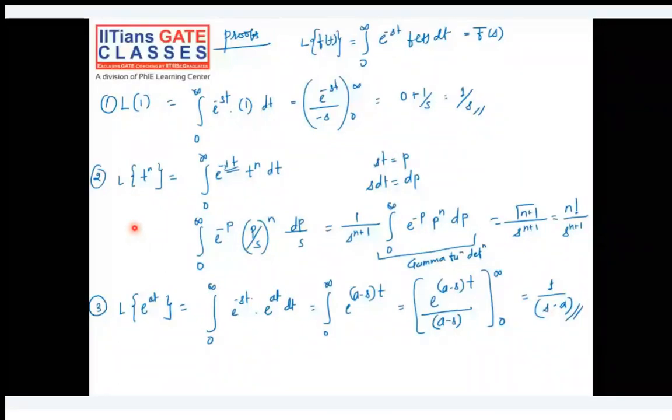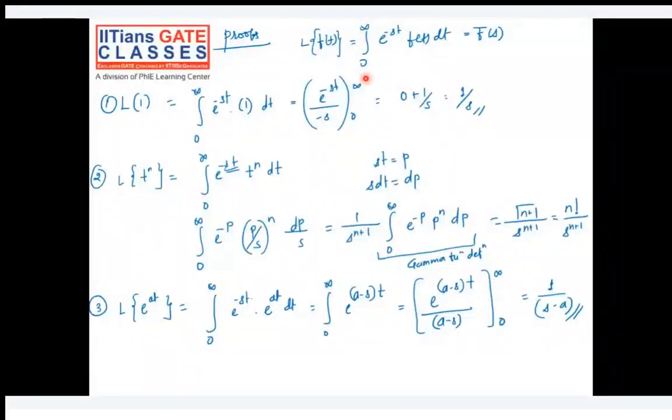But still, if you are not able to find it, or if you forget any Laplace transform, ultimately this is how you can calculate: integration 0 to infinity e to the power minus st a to the power t f of t dt. And again you will do the substitution as I said and solve it. We will study that question in our session.